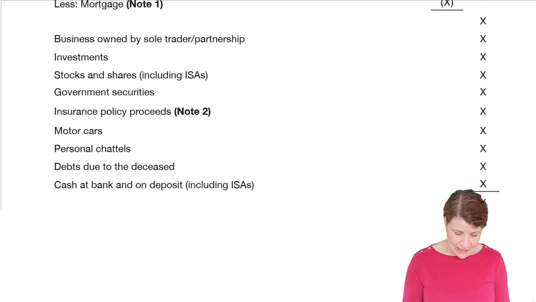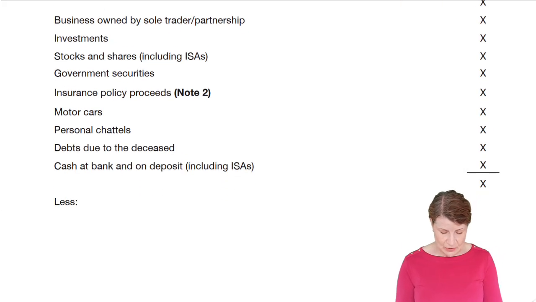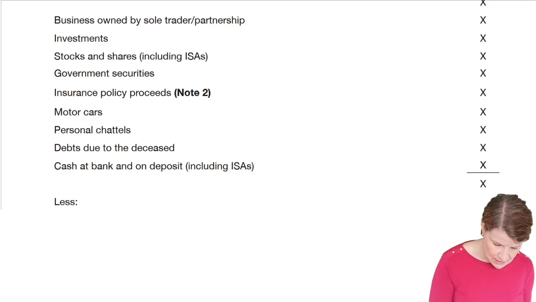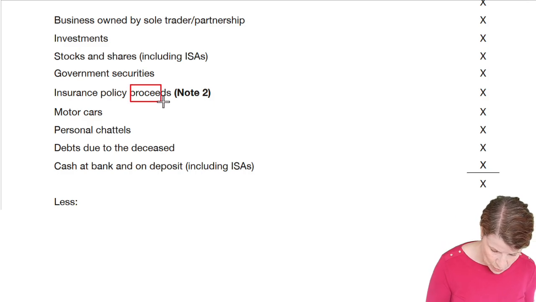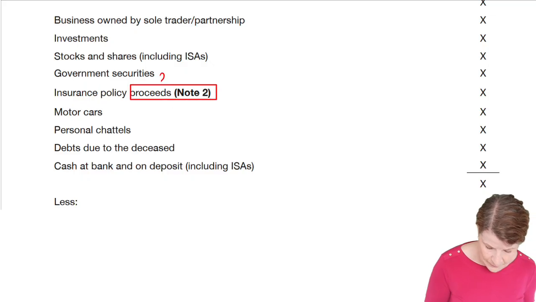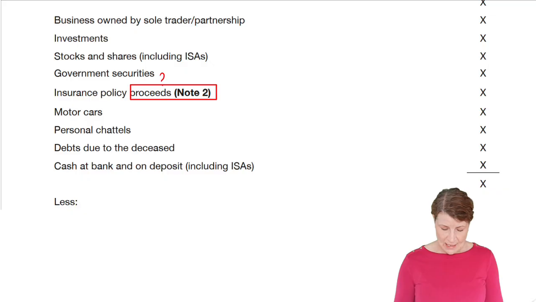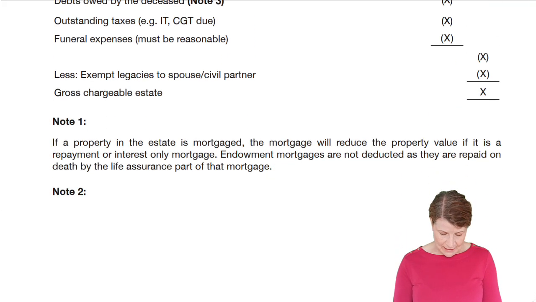So investments, say stocks and shares, including ISAs, government securities, say gilts, etc. Now, insurance policy. Well, we've got proceeds, but it's not always proceeds. It depends whose life it's on. So let's say, for example, that I've got a life insurance policy and I've taken it out on my husband's life.